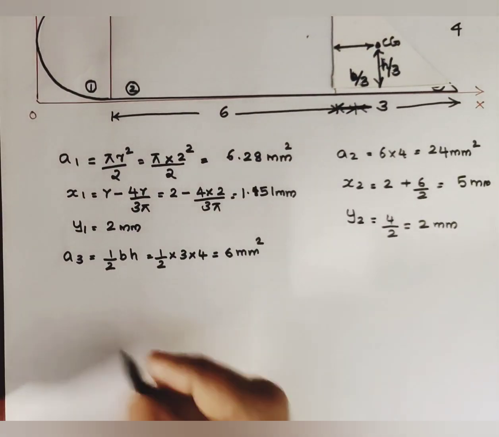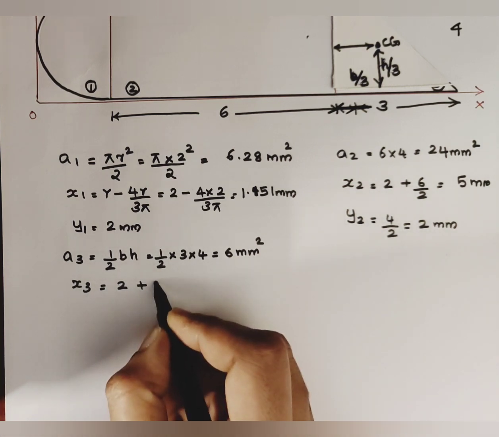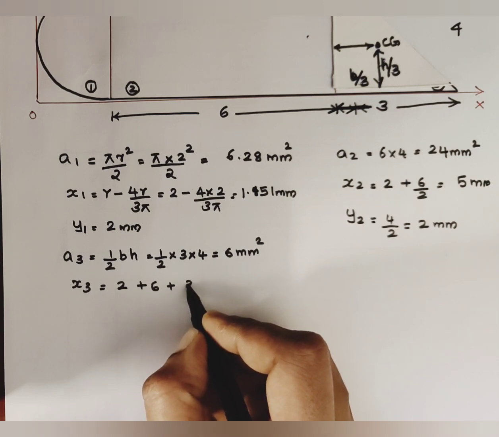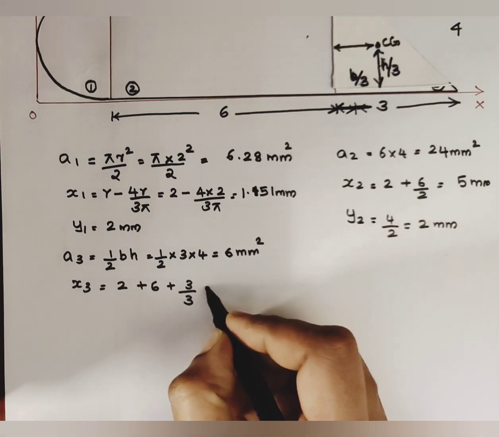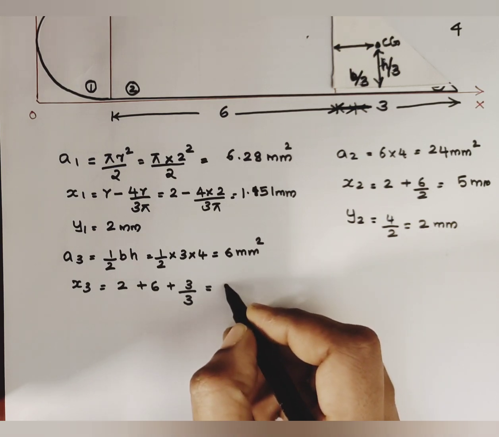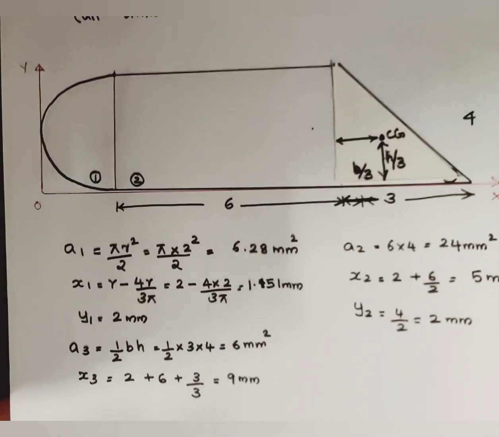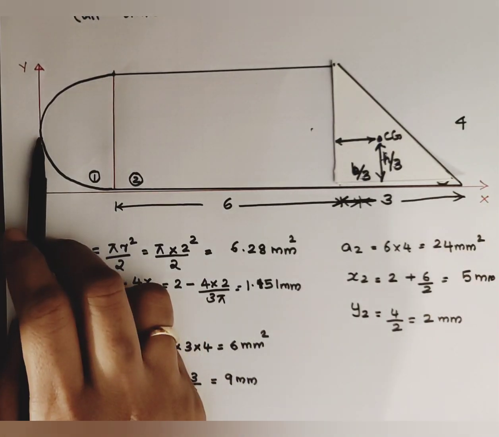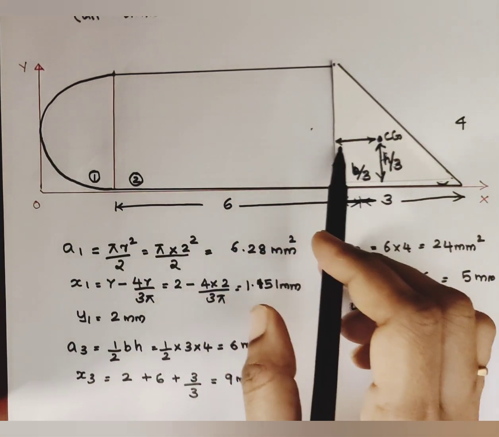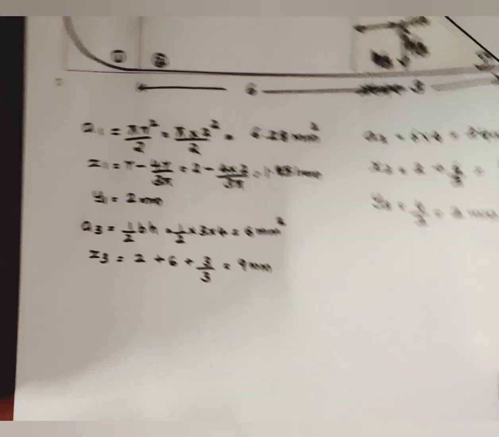So here x3 is equal to 2 plus 6 plus b by 3, that is 3 by 3. That is equal to 9 millimeter. So I am measuring from the OY axis to the centroid. This is 2, this is 6 and this is equal to b by 3. b is 3, 3 by 3 is 1.